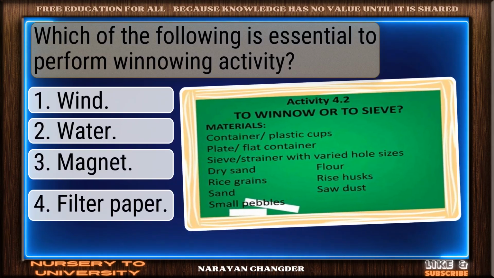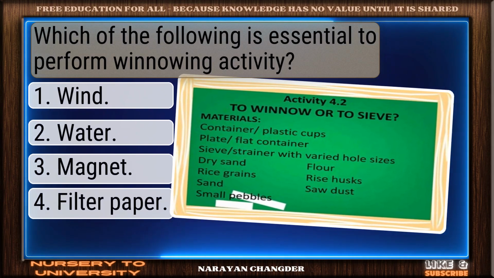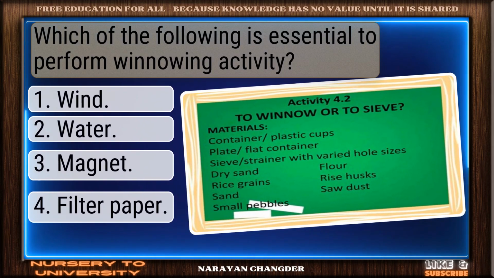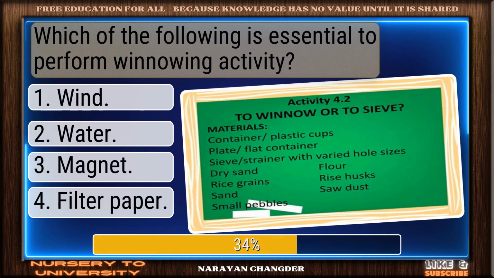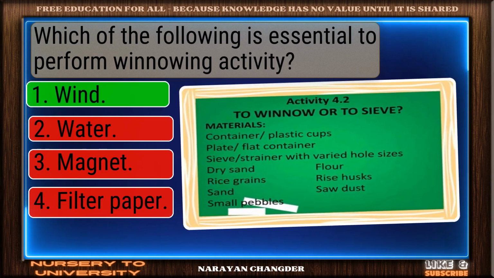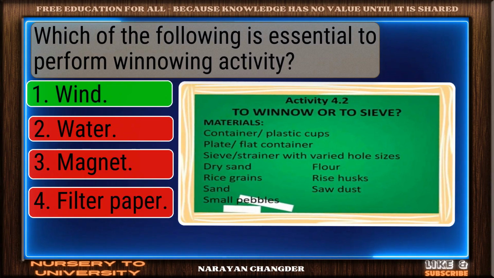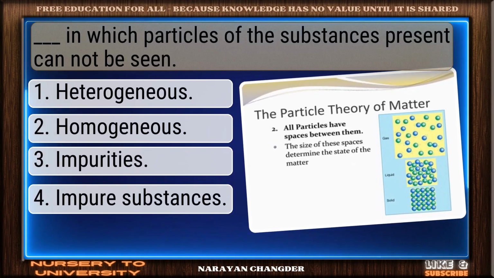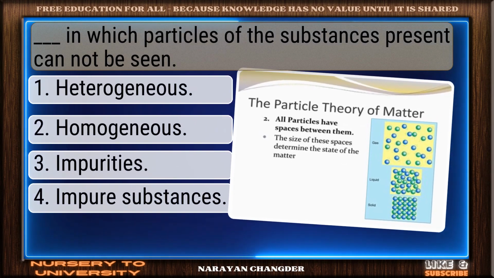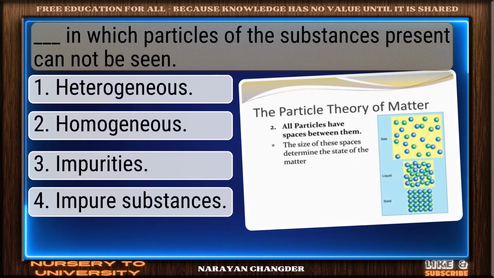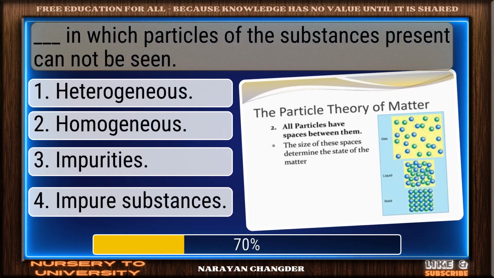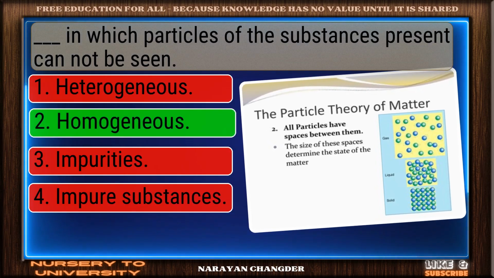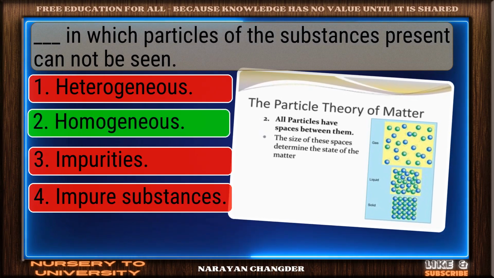Which of the following is essential to perform winnowing activity? Solid response. Wind is a valid choice. Dash, in which particles of the substances present cannot be seen. Nicely done. Homogeneous is a solid answer.